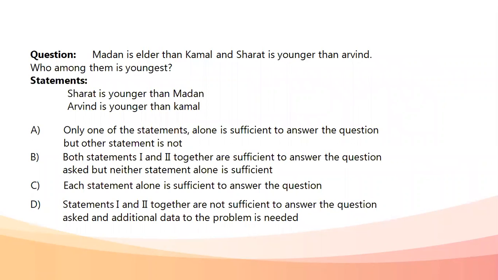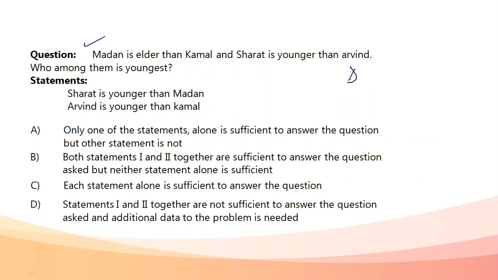Next, Madan is elder than Kamal and Sharad is younger than Arvind. Who among them is the youngest? So the question is who among them is the youngest. Some information is already given in the question. The statements given are: Sharad is younger than Madan, Arvind is younger than Kamal. Some of the other information is also given to me.